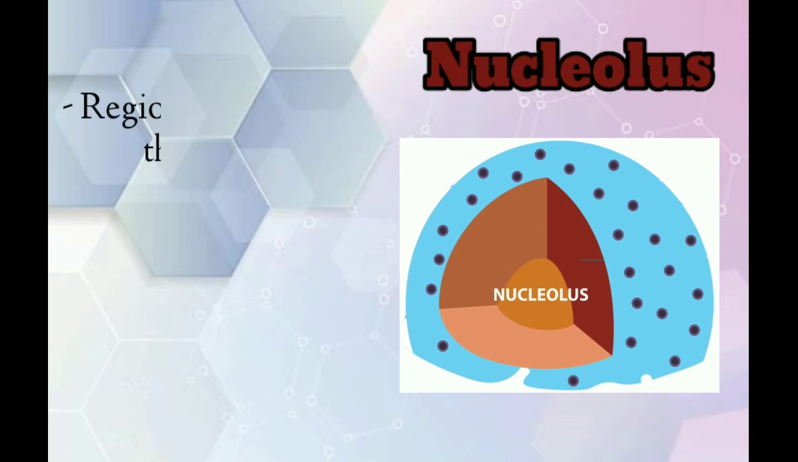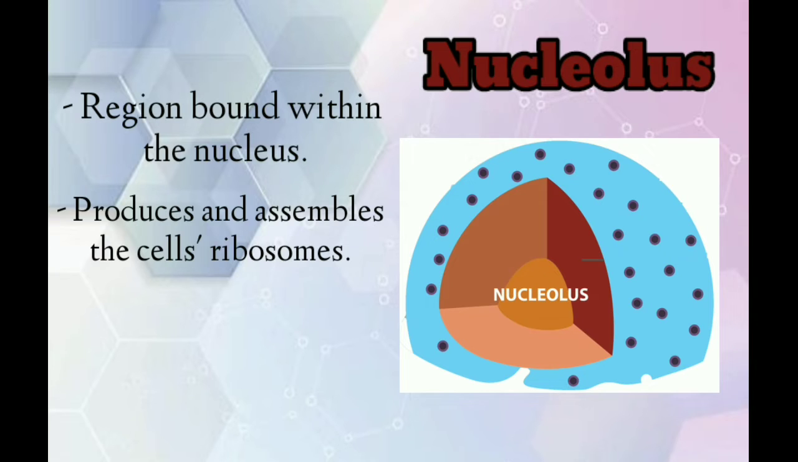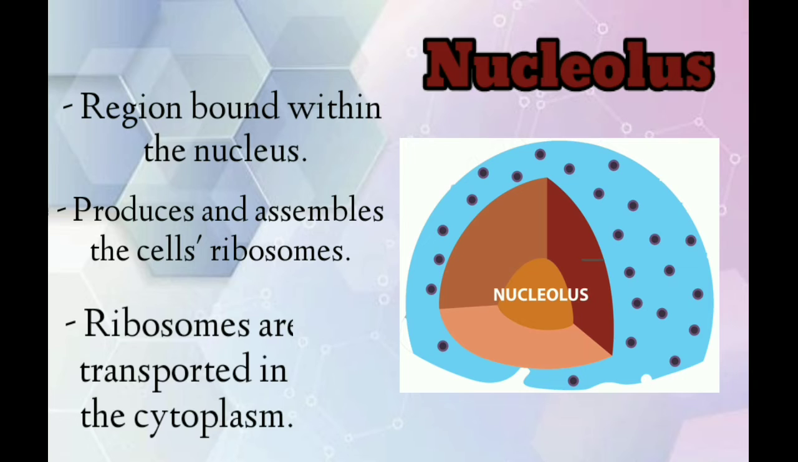Next one, we have the nucleolus, which is a region found within the cell nucleus that is concerned with producing and assembling the cell's ribosomes. Following assembly, ribosomes are transported to the cell cytoplasm where they serve as the sites for protein synthesis.